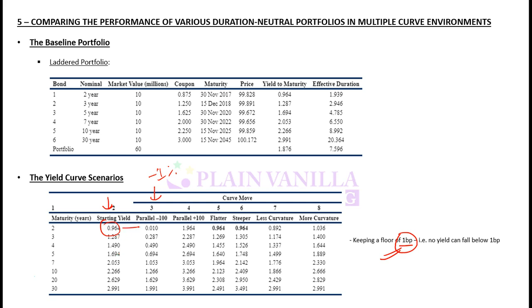So this yield minus 1% would mean this new yield. If I subtract 1% from 0.964%, that would give me a negative answer, and that means it is going below 1 bip. So if yield is going below 1 bip, I will keep 1 bip because I have placed a floor at 1 bip. So what we are simply doing here is subtracting 1% from all the yields. This is the scenario that you can get.